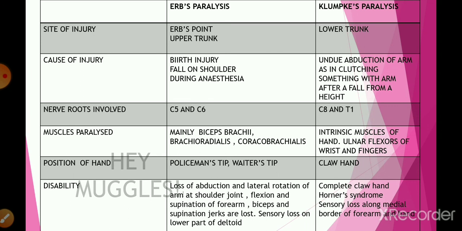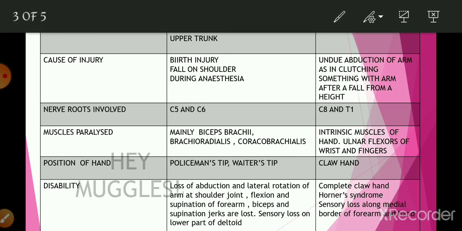I hope the differences between Erb's paralysis and Klumpke's paralysis are clear to all of you. And if you have any doubts, let me know in the comment section below. And if you want me to make a separate video on Klumpke's paralysis, I can do that. Let me know in the comment section. So I hope this is clear to all of you.